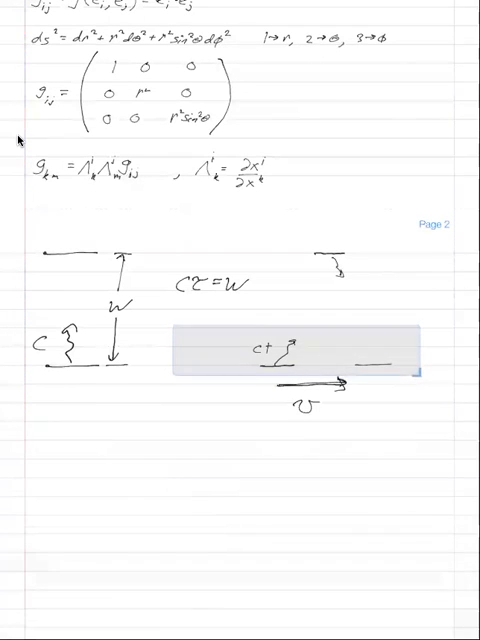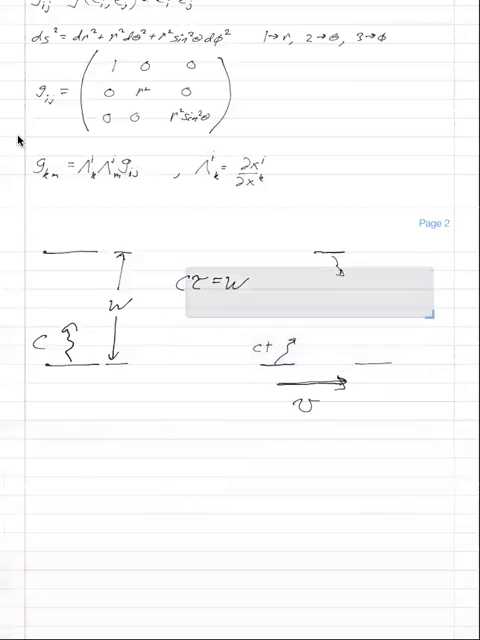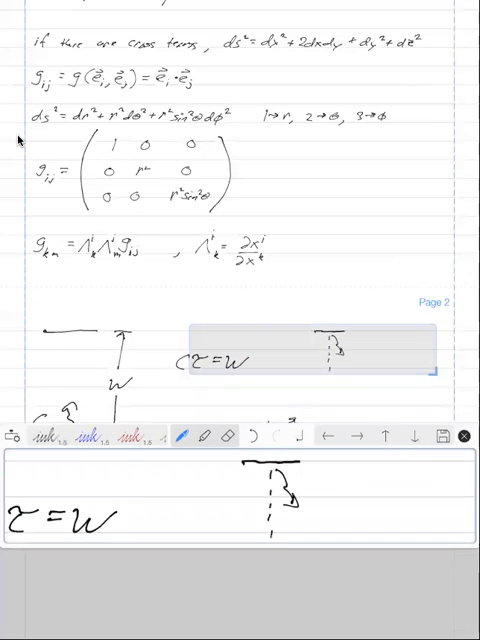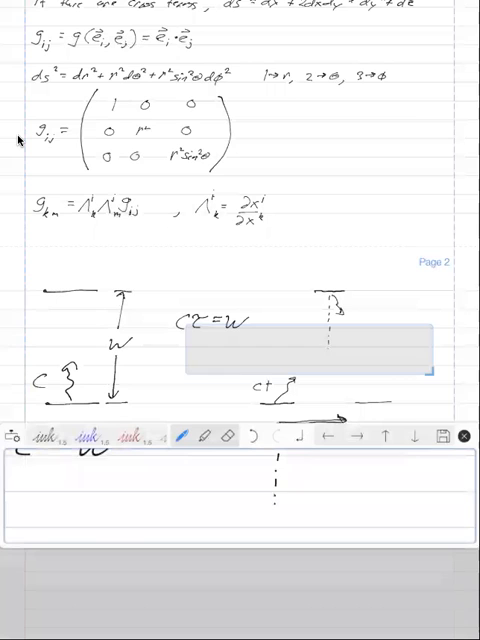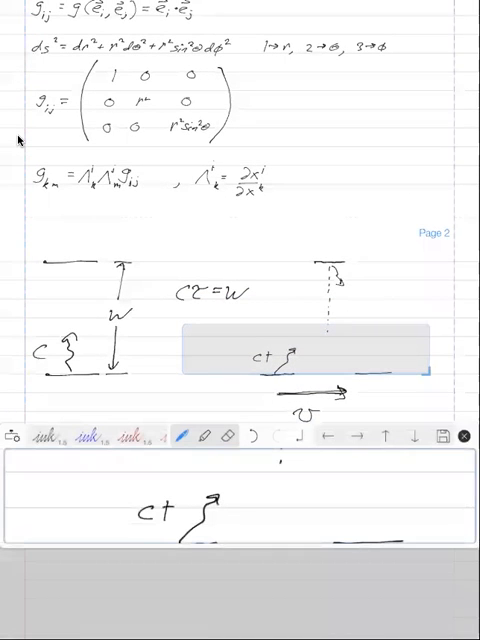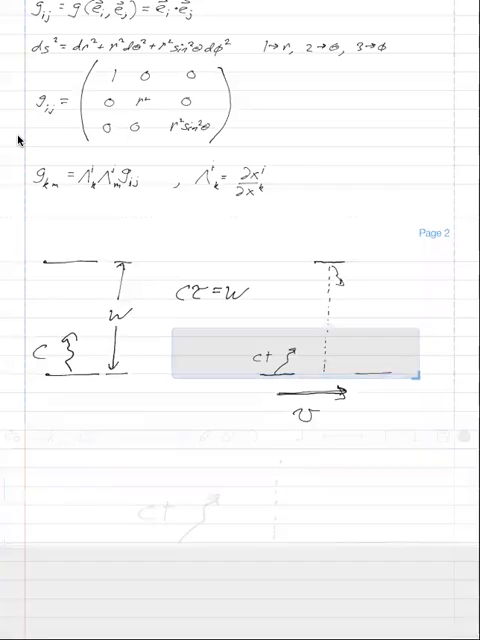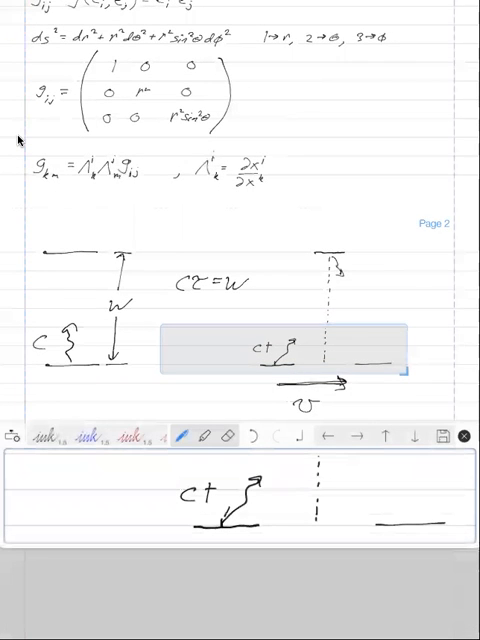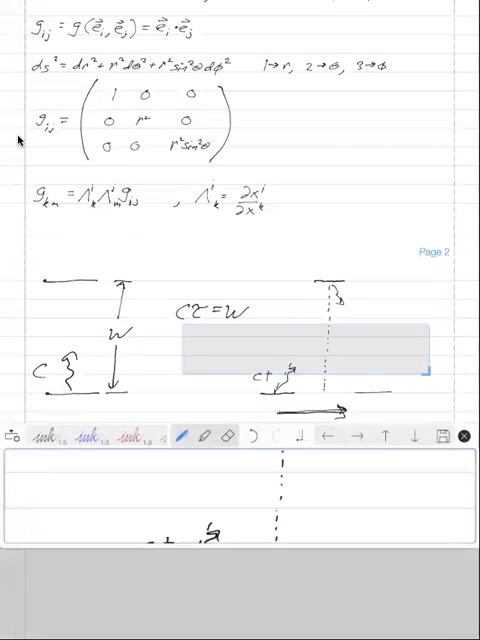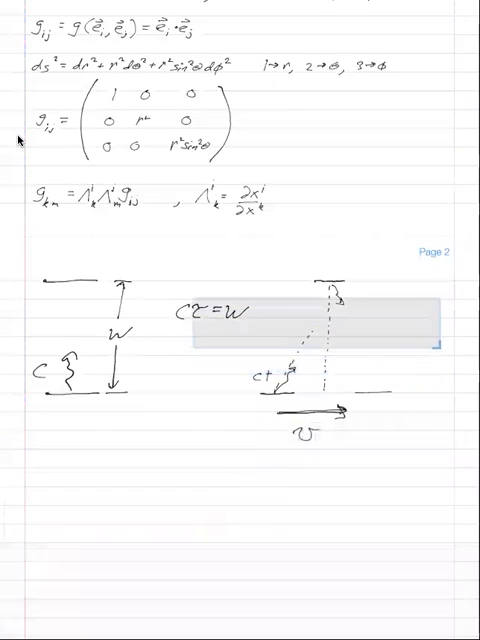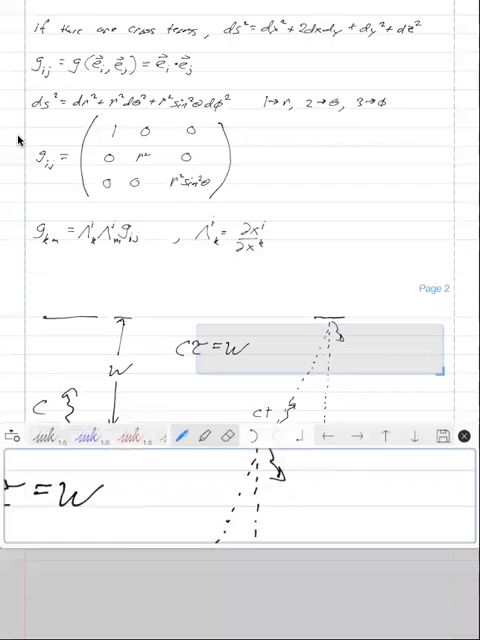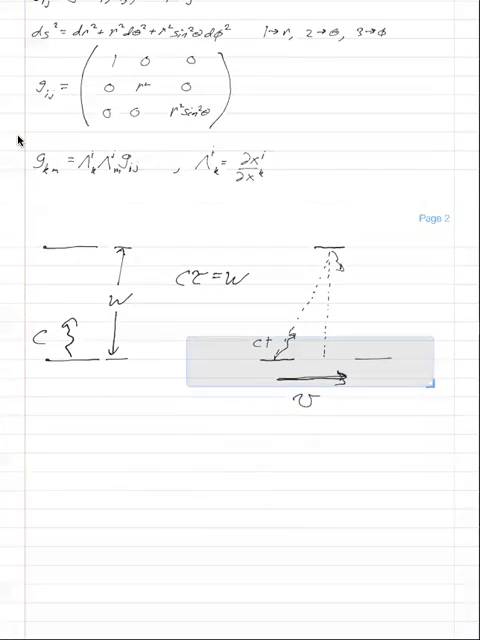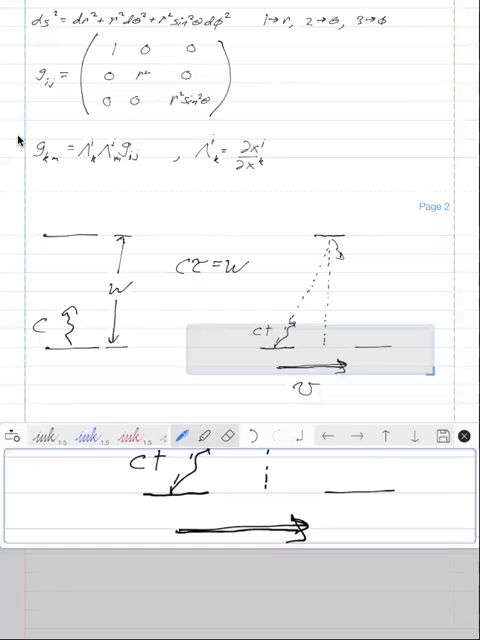Okay, and in the time that it took the photon to travel that distance, this distance here, to get to the top mirror, the whole apparatus also traveled to the right a distance v times time.